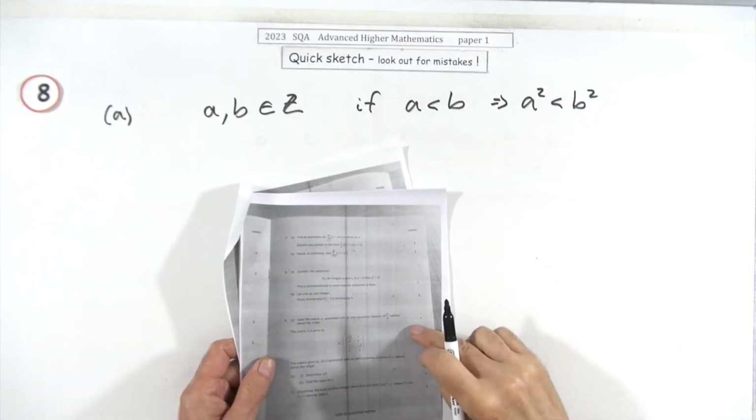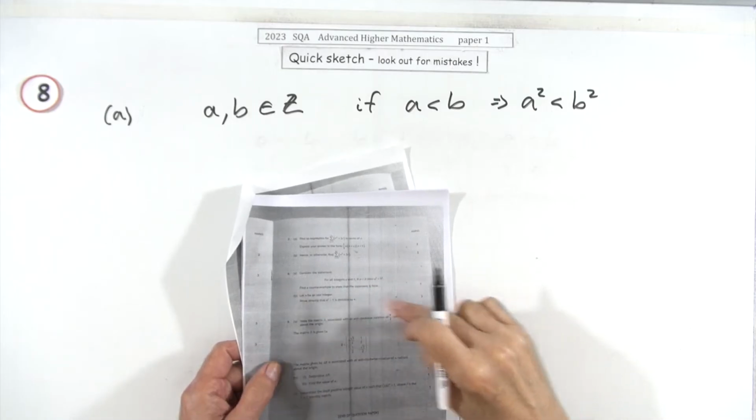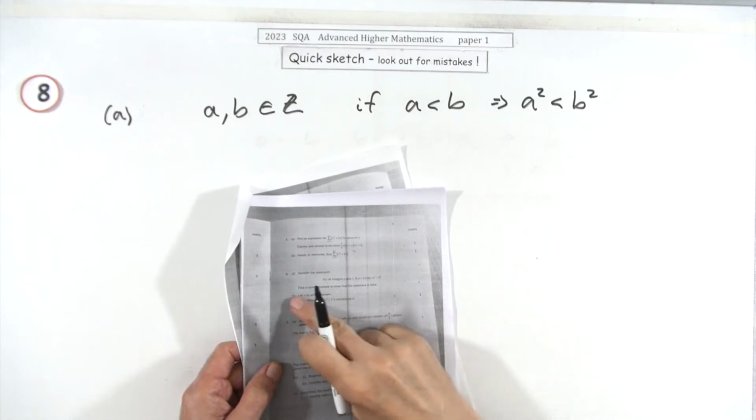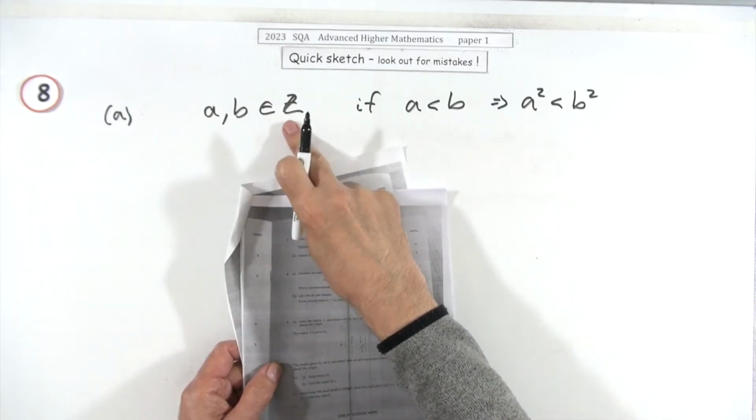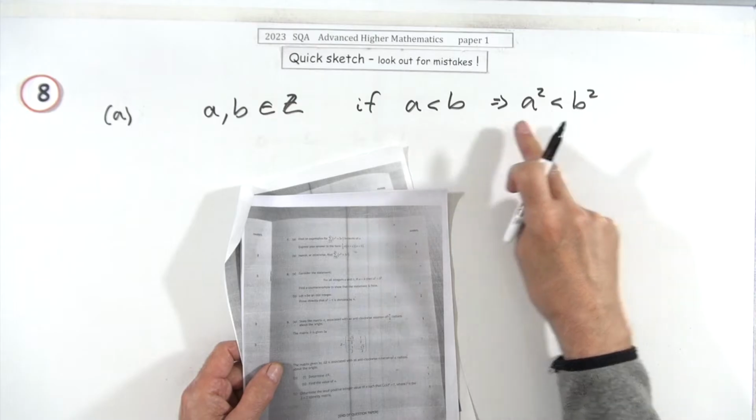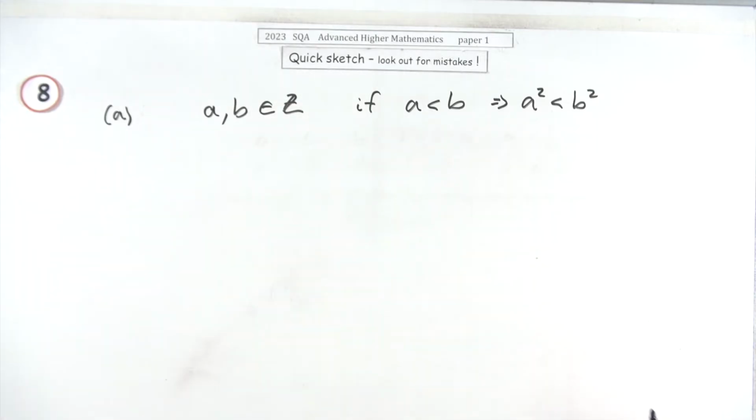Question 8 then from paper 1 of the 2023 Advanced Higher Maths proofs, just the 3 marks, so it's in 2 parts. The first part says, find a counterexample. Consider this statement. If a and b are integers and a is less than b, then a squared is less than b squared. Find a counterexample, just for the 1 mark.